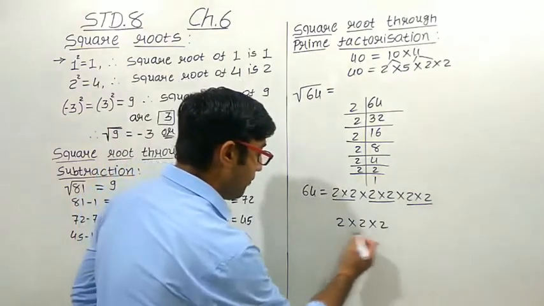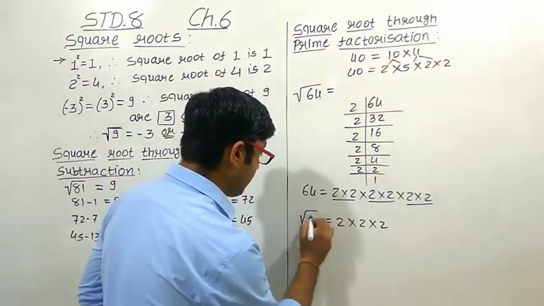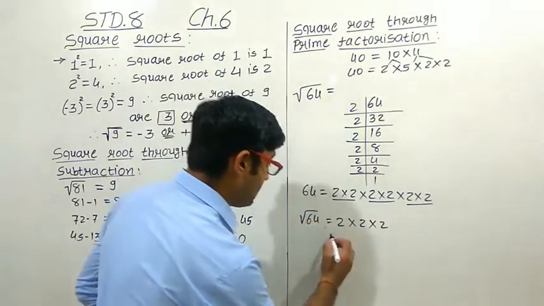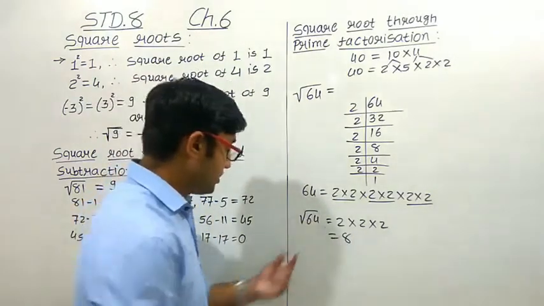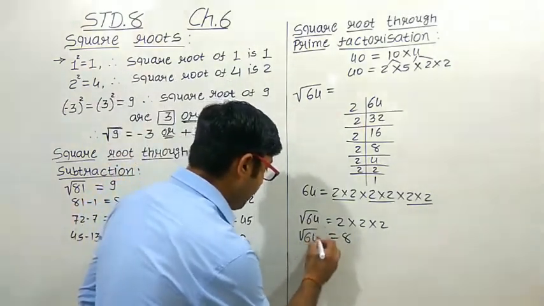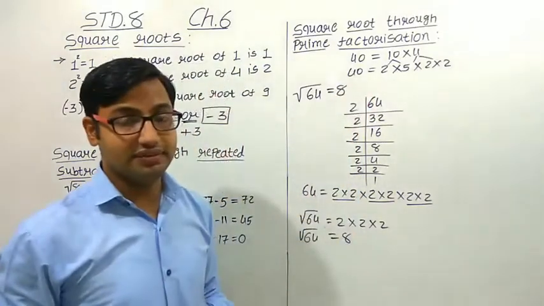So when we multiply all these numbers, we get the square root of 64, and that is 2 times 2 times 2, which is 8, right? So under root 64 we get 8.